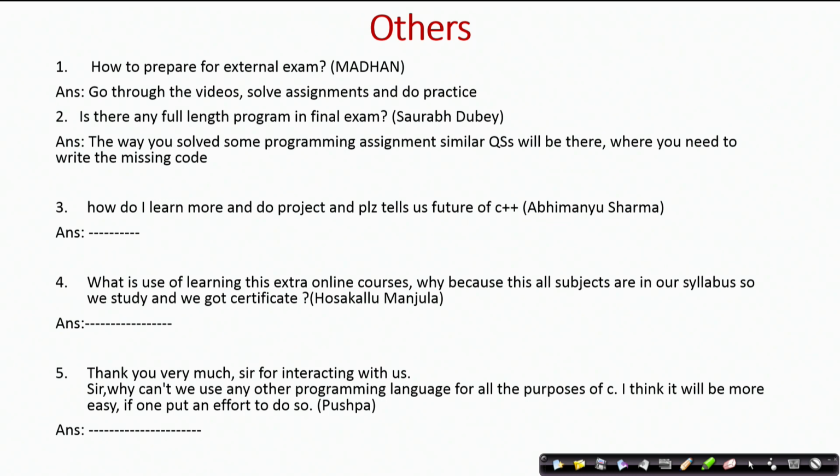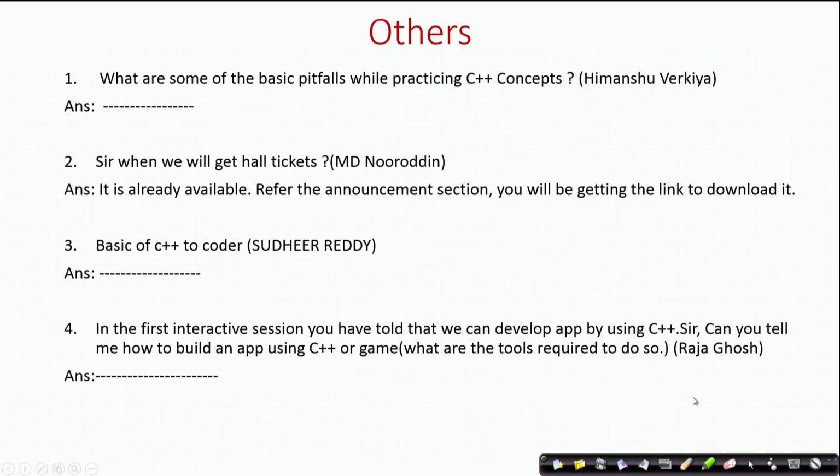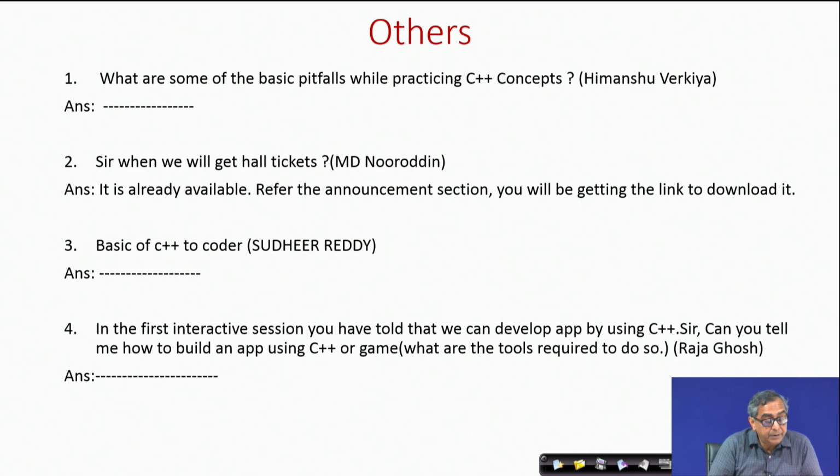Why can't we use any other programming language for all purposes of C? Yes, every language has its own powers. I talked about that at times. C has a specific purpose, C++ has a specific purpose, and you will have to understand what the purpose is: when you should be using Python, when you should be using Java, when you should be using C++. Any program can be written in any language, but the efficacy and everything will not be the same.